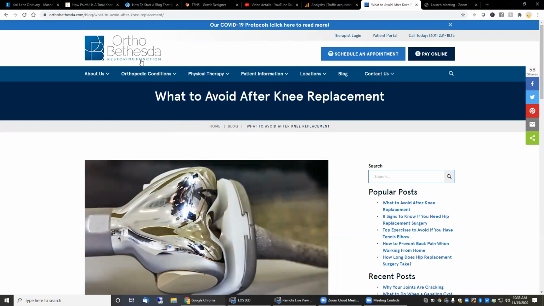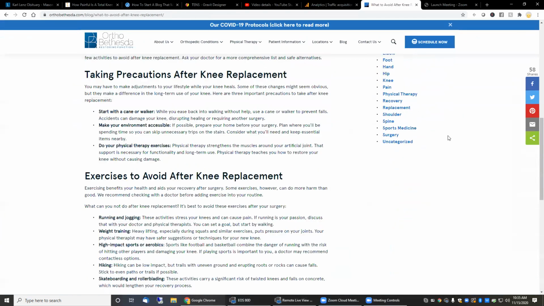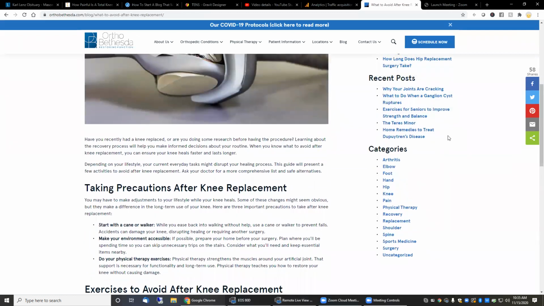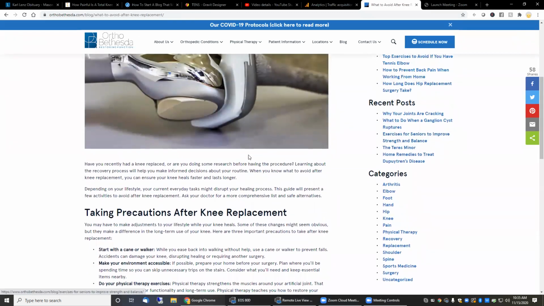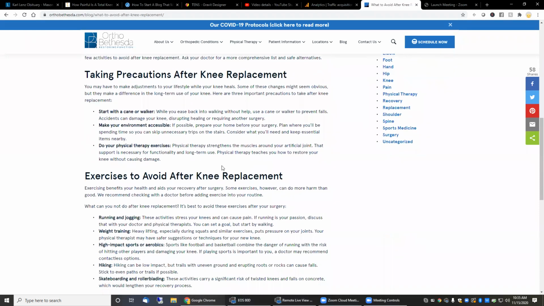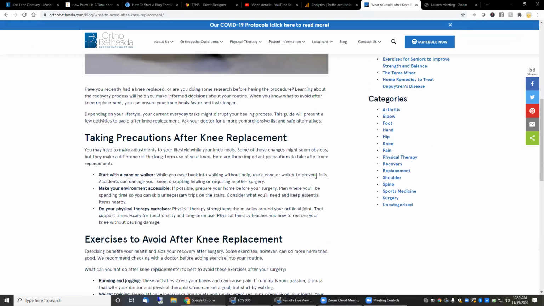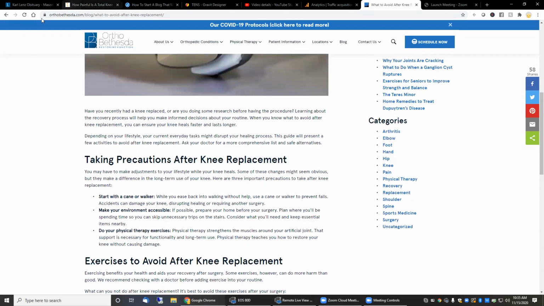Orthobethesda.com, restoring function. This would be something worth chasing. Schedule an appointment, pay online. You know, it's a tiny blog post. I can absolutely outperform that. Taking precautions after a knee replacement. Exercises to avoid after a knee replacement recovery. All right, let's do this. I'm gonna snag this. Let's go back a second.